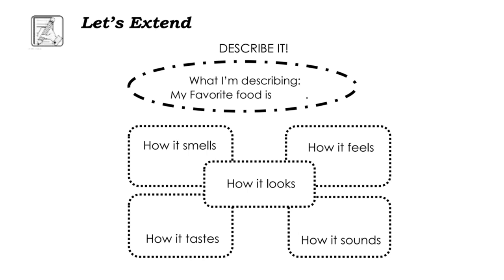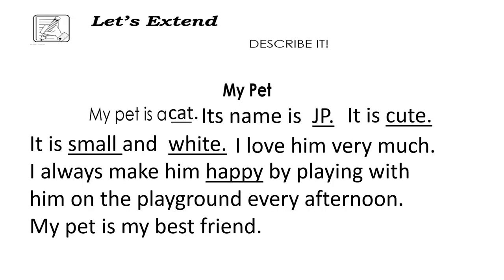Here you're going to describe something. I told you it can be an animal, a thing, a person. This is an example about an animal.